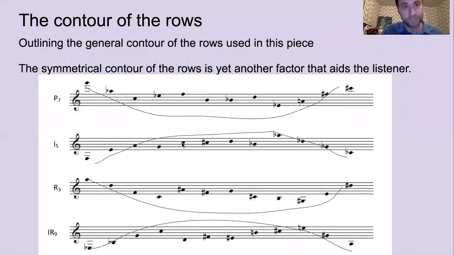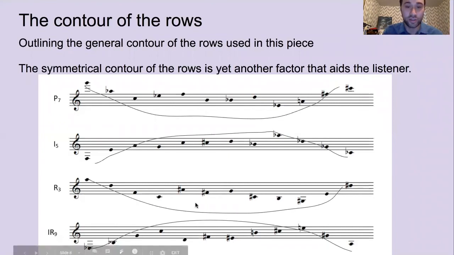binary form. And now finally, let's look at the contour of the rows. This is kind of an afterthought, but I found it interesting. I used a shoddy little crayon thing in Google Drive to outline the contour of these rows, and you can tell that these complementary rows are going in the complete opposite direction of each other.